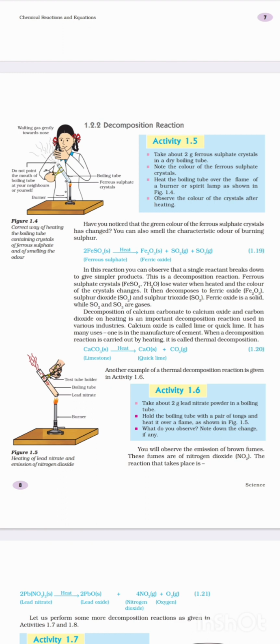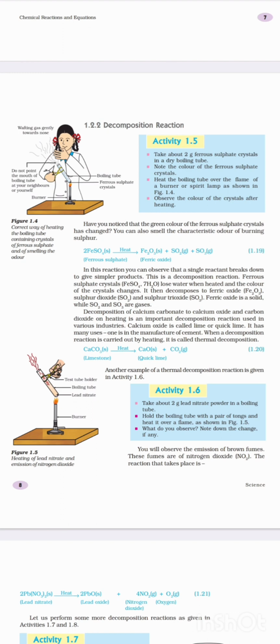Now let's see the reaction given on the next page. 2 Pb(NO3)2 on heating gives 2 PbO plus 4 NO2 plus O2. The reactions that you are seeing in this book are mostly balanced. Almost all of them are balanced chemical equations. So while writing a chemical equation, you have to take care that it is written in balanced form.